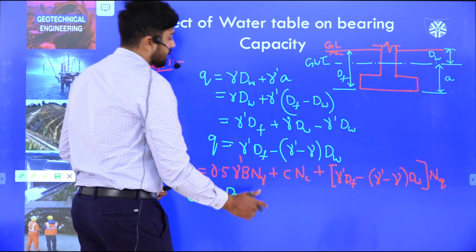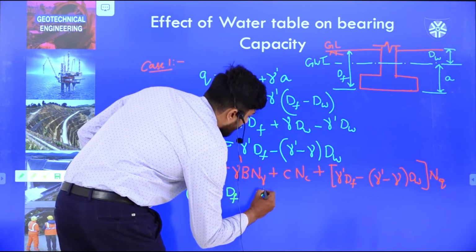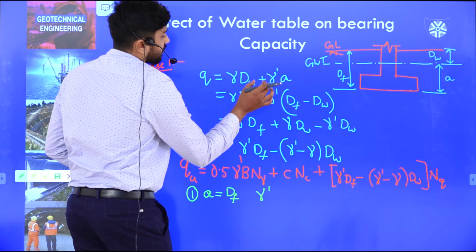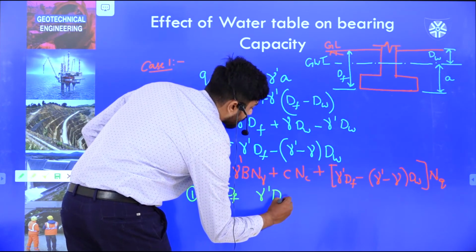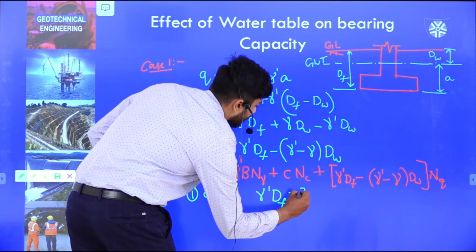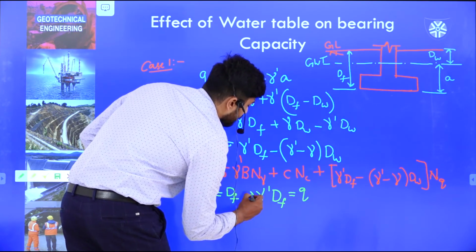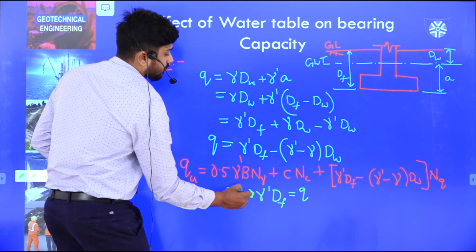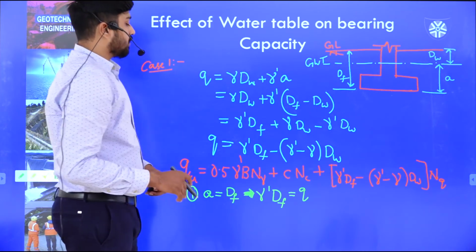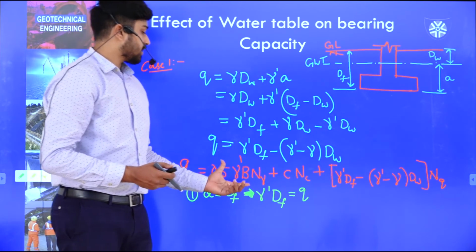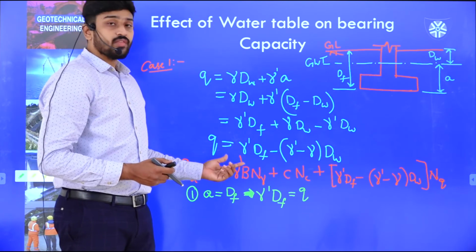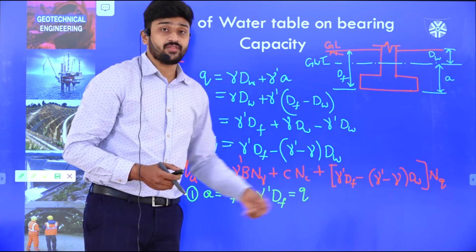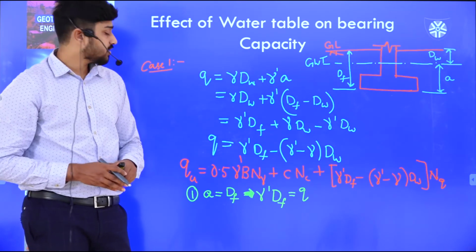So in this case simply gamma dash, since Dw is 0 and a is Df, this gamma dash Df is equal to q. Okay, in this case this will be the case. So substituting, you will get the expression as 0.5 gamma dash B N gamma plus c N c plus gamma dash Df into N q. Okay, so that is the term.